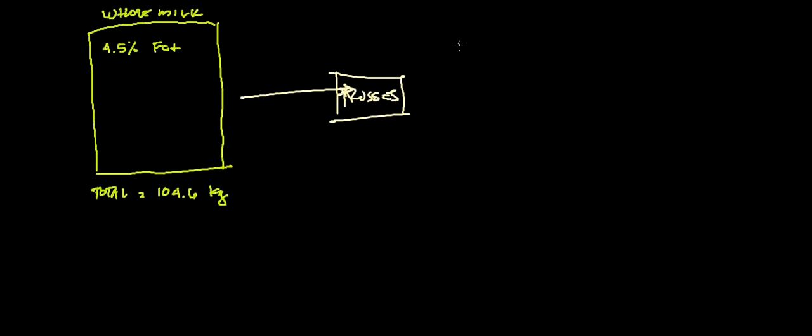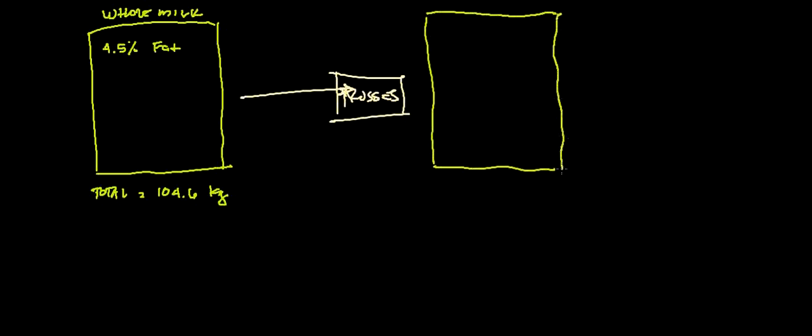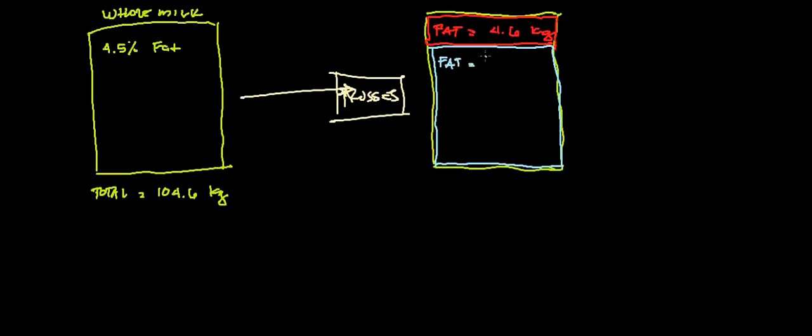to remove fat. This is our whole milk. So we remove fat, that is about 4.6 kilograms, to come up with the skim milk that has a fat content of 1%, or 0.1 kilogram, and so on.